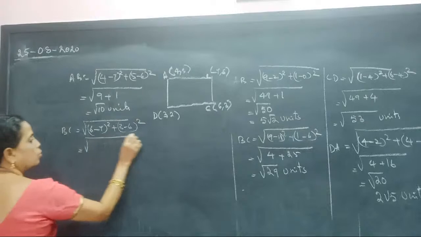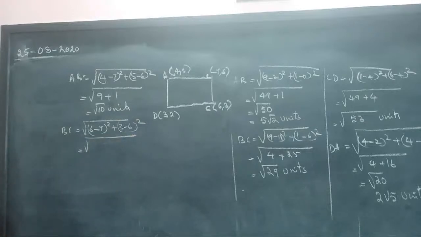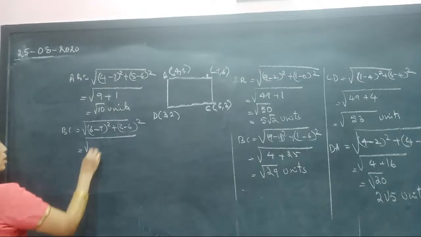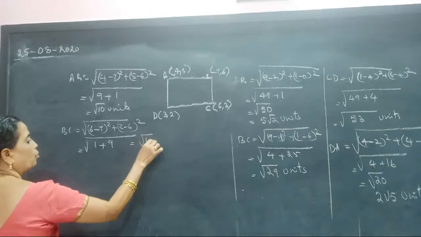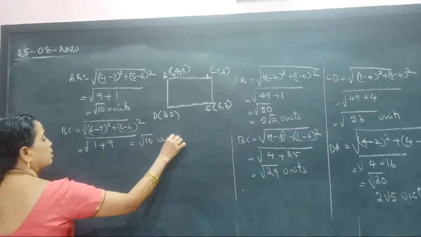I hope you are all doing well. That is the reason I am also here without giving the explanation. I am doing it, you can check your answer. 6 minus 7 is 1, square, and 3 square. It is also root 10 units.